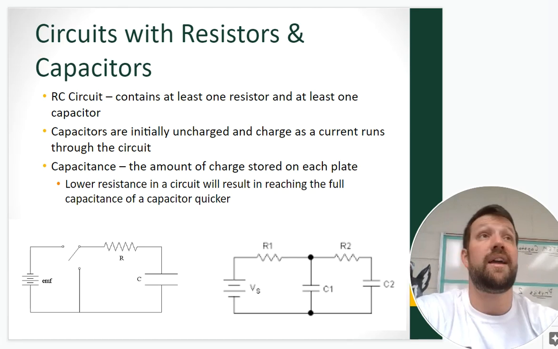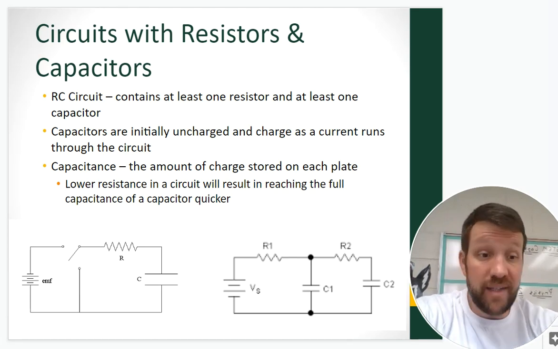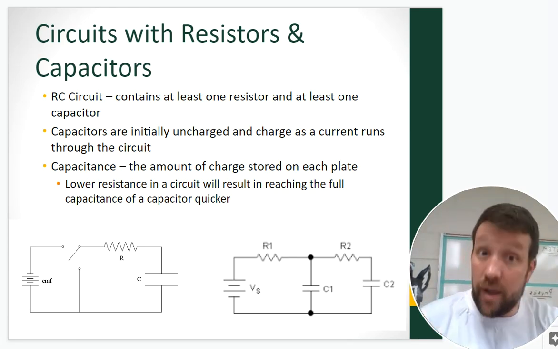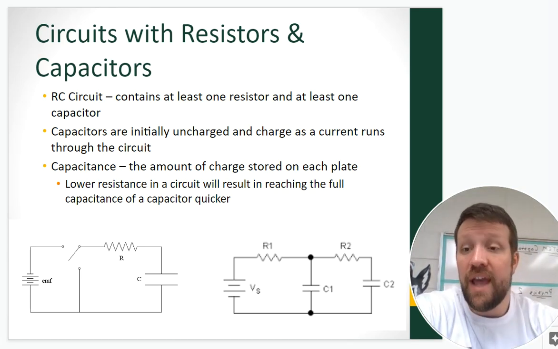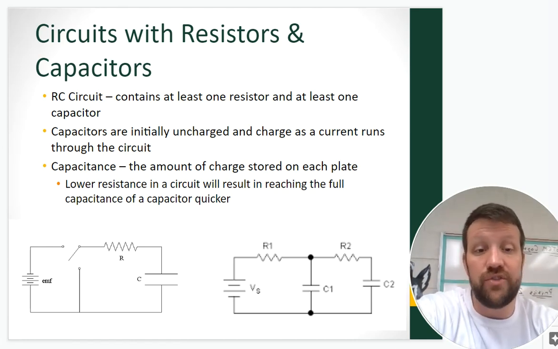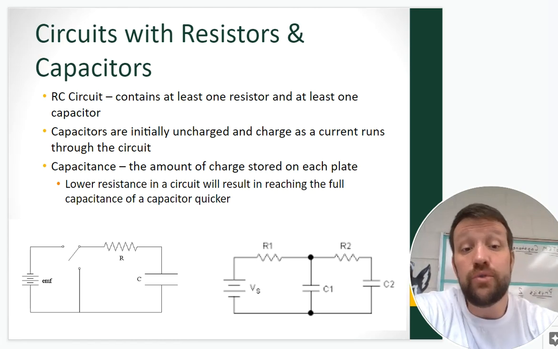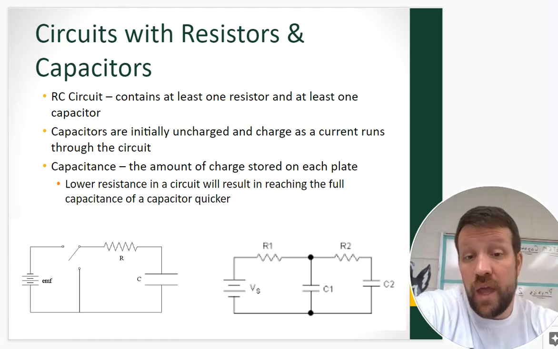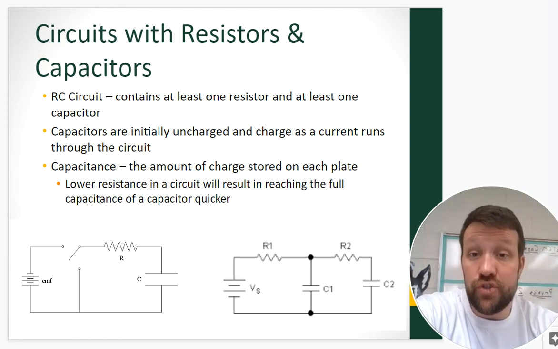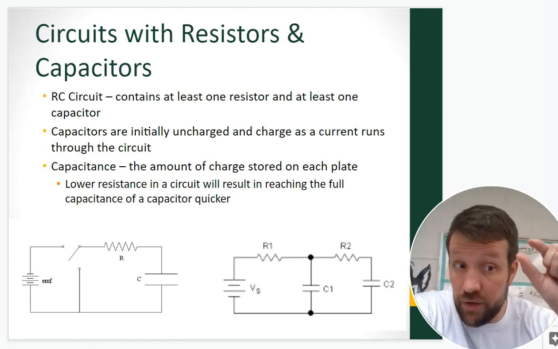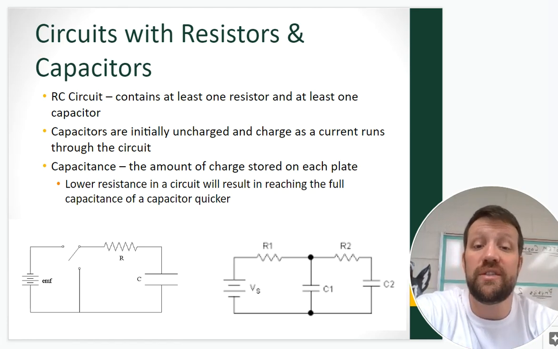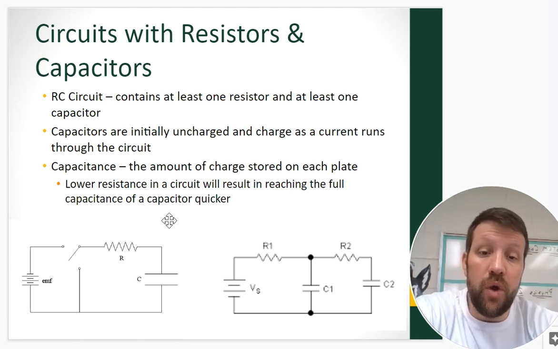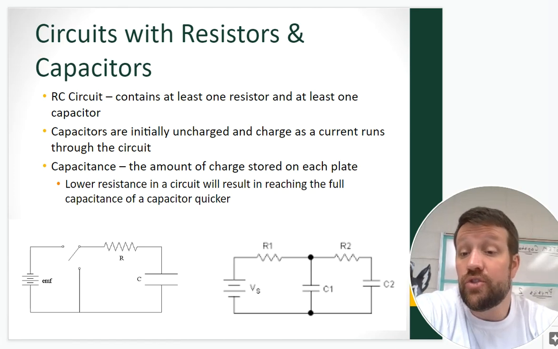So when you get a new device, there's no charge on the battery for it and the capacitor, like a new phone. You plug it into the wall to charge for the first time, right? It doesn't have a charge until you build that charge up, and that's what we're talking about here. So they're initially uncharged, and they do charge as a current runs through the circuit. The capacitance is the amount of charge that's stored there. We think about that in terms of that little green battery sign and a percentage on a phone, but that's really what's happening. It's charging something as it builds up there. So lower resistance in the circuit will cause it to charge quicker.